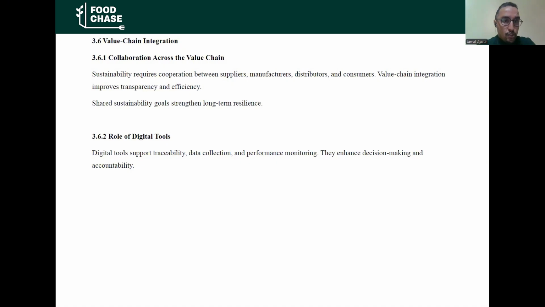About value chain integration, we talk about collaboration across the value chain. The objective is to give value to the product, share sustainability goals, strengthen long-term resilience, and give efficiency and stability with transparency for the different steps of your process. About the role of digital tools, new technology is involved in general in this vision to create value, and enhance decision making and accountability.